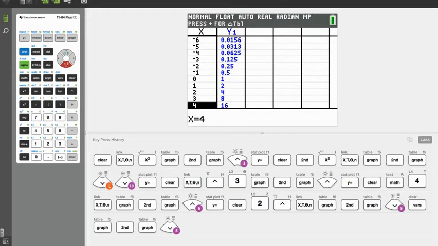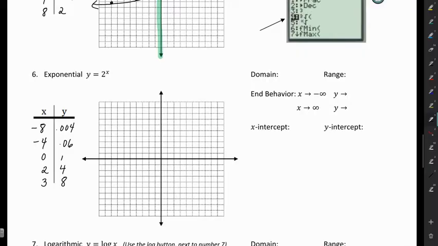So after 3, we have a coordinate 4, 16, that's not going to work for us. So I'm going to stick from negative 8 to 3. This number actually rounded to 0. So instead of rounding to the 100th, I rounded to the 1000th, just so that I had a bit of a guide, because it is not 0. It's getting closer and closer to 0, but it's not going to be 0.